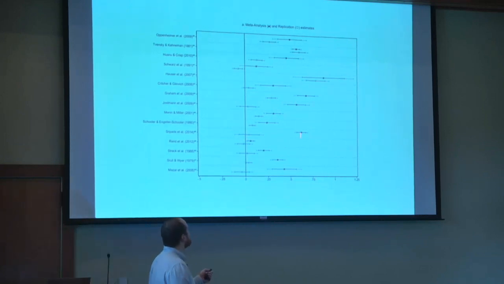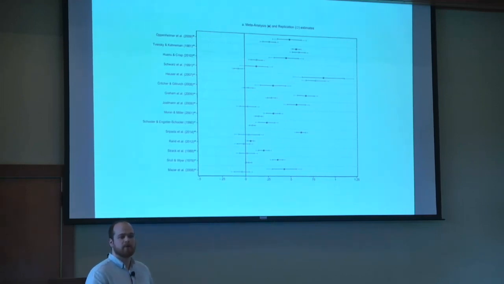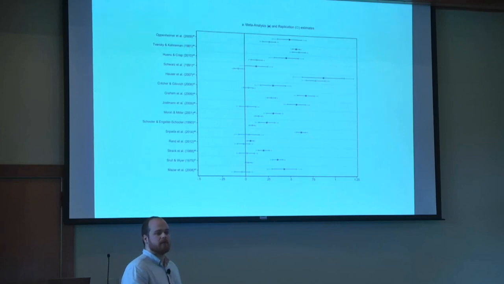And to provide an idea of how large the overestimation is in a meta-analysis, on average, the meta-analytic average effect is about 3 times larger than the replication effect. So we would say then that the meta-analysis on average inflates the true effect by a factor of 3.